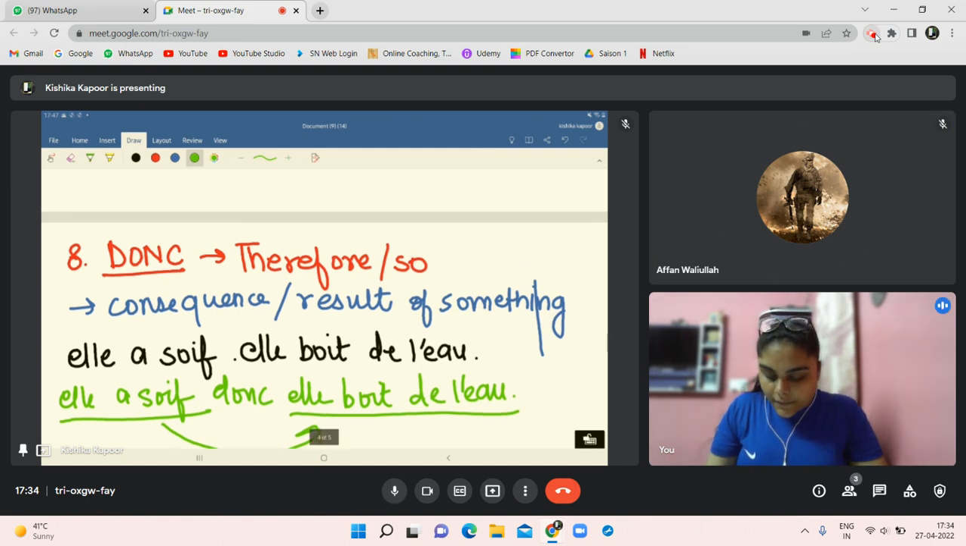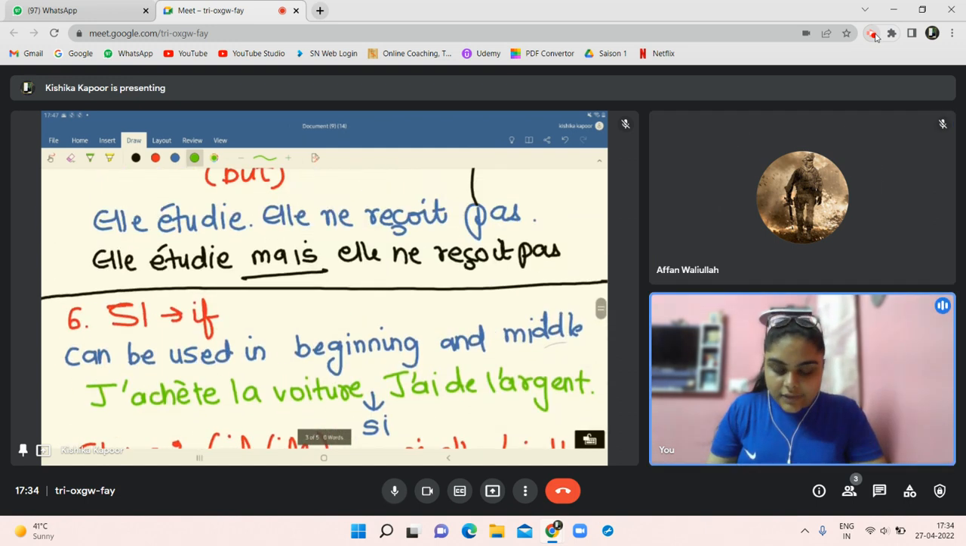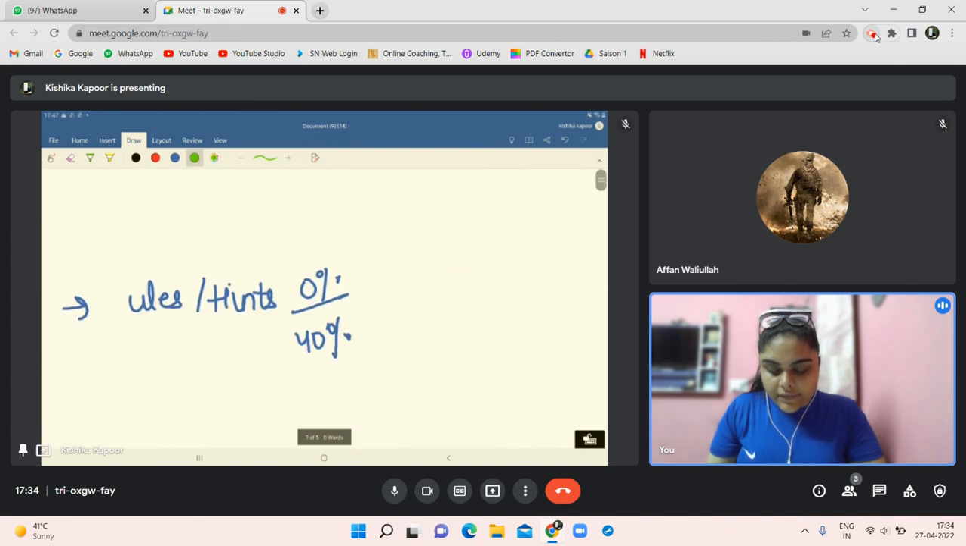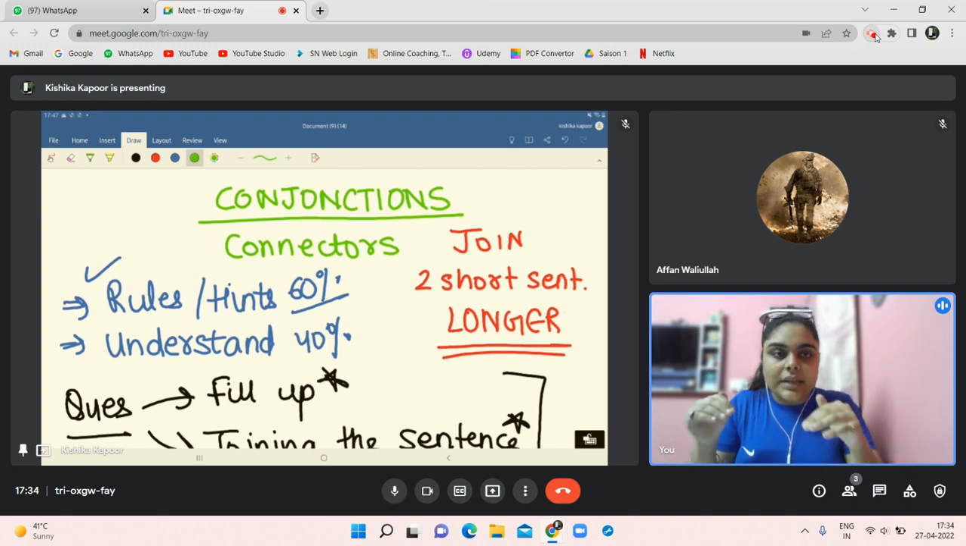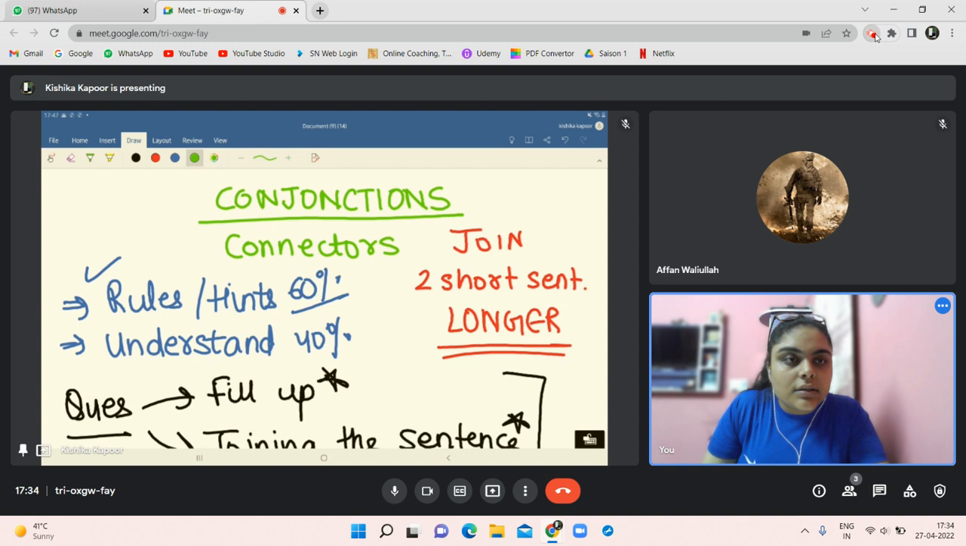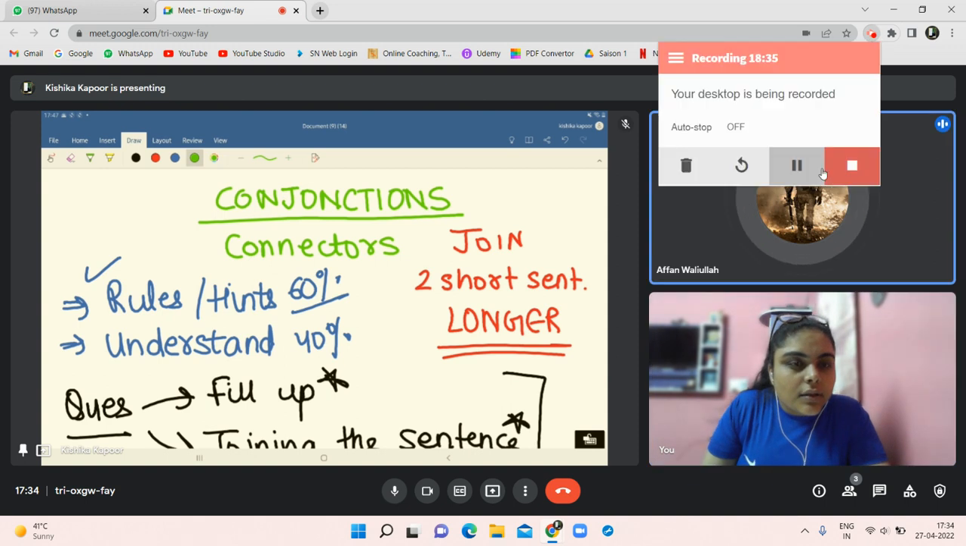Okay, these are the 8 connectors that we have to learn. Now we'll make the notes. Next class we'll do an assignment. So when we do that assignment, I'll translate or I'll help you with the vocabulary side by side, and then we will do it. Okay, one second.